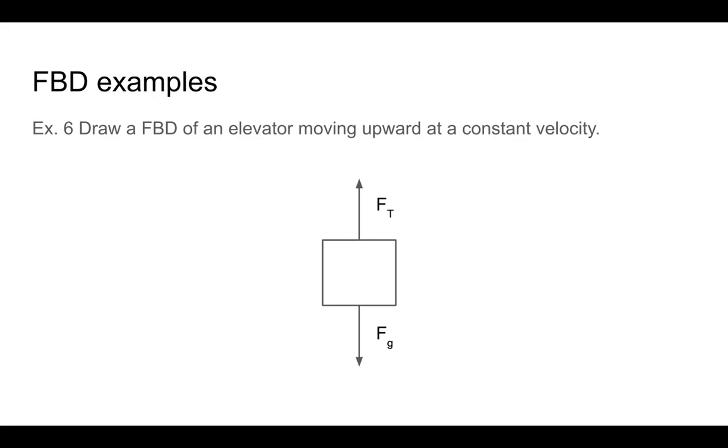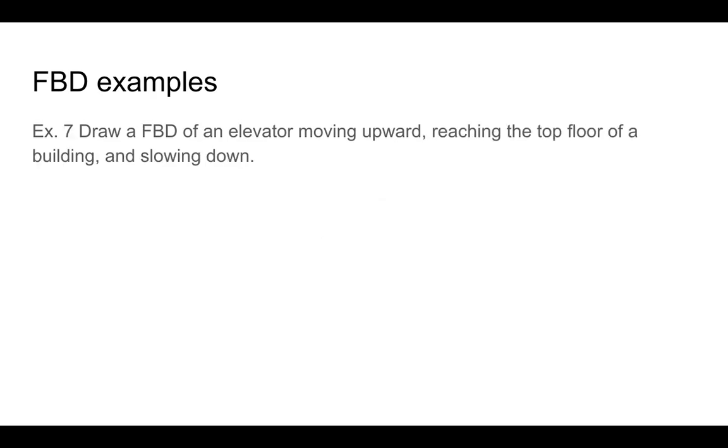Now notice how this elevator, it says it's moving upward, but this could be the same free body diagram for an elevator moving downward at constant velocity. Because we have balanced forces, we have a constant velocity, all right? And that is very important to remember. All right, this one's a really tricky one. So we have example number 7, draw a free body diagram of an elevator moving upward, reaching the top floor of a building and slowing down.